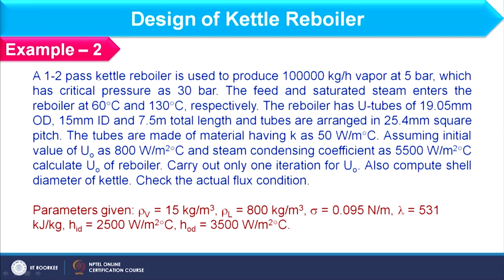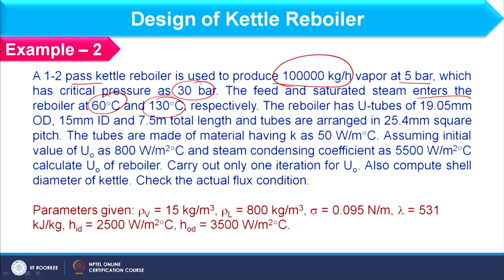Here you see a 1-2 pass kettle reboiler is used to produce 1 lakh kg per hour of vapor at 5 bar, and critical pressure is 30 bar. Feed and saturated steam enter the reboiler at 60 degree Celsius and 130 degree Celsius. In this case you see both are isothermal conditions. So, the mean temperature difference should be the difference of these two values, right.